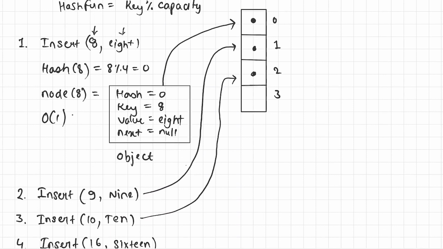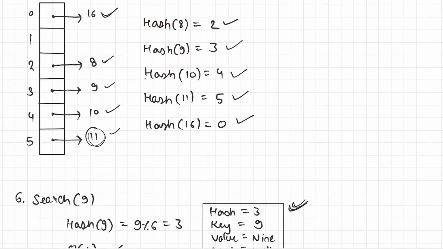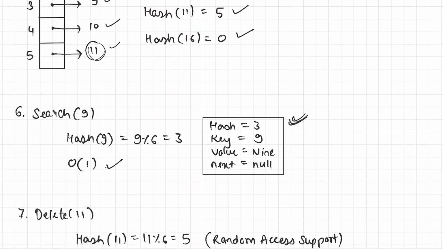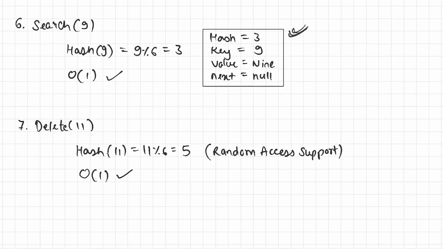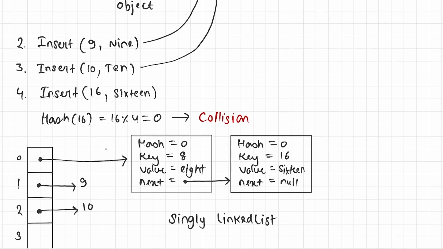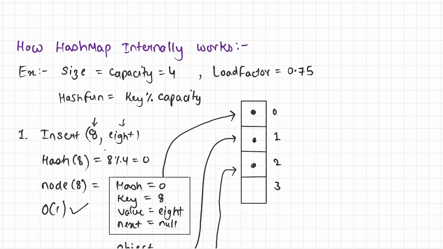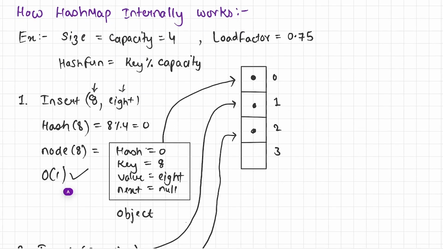So if you closely observe all of the operations, we are doing insert in O(1) constant time, search also in O(1) time, and delete also in O(1) time. That is the main advantage of HashMap: this data structure beats all the data structures like ArrayList, linked list and binary search tree in terms of insert, search and delete operations, because no other data structure provides insert, search and delete in O(1) constant time.